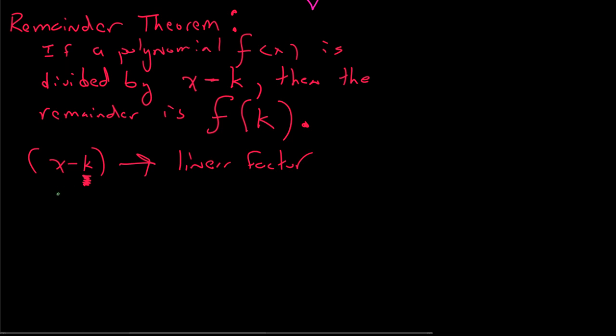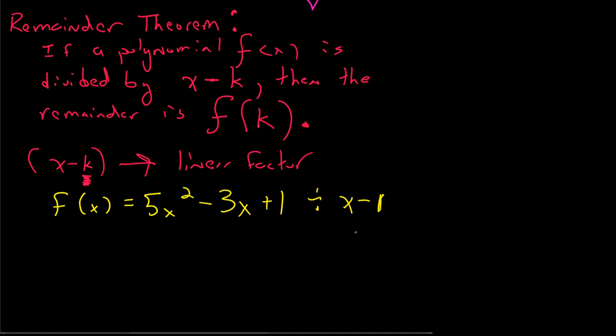So, let me go with the one that's going to be the easier division. So I'm going to have a polynomial, f of x equals 5x squared minus 3x plus 1. And I'm going to divide it by x minus 1. But all I want right now is the remainder. So I'm going to use the remainder theorem.